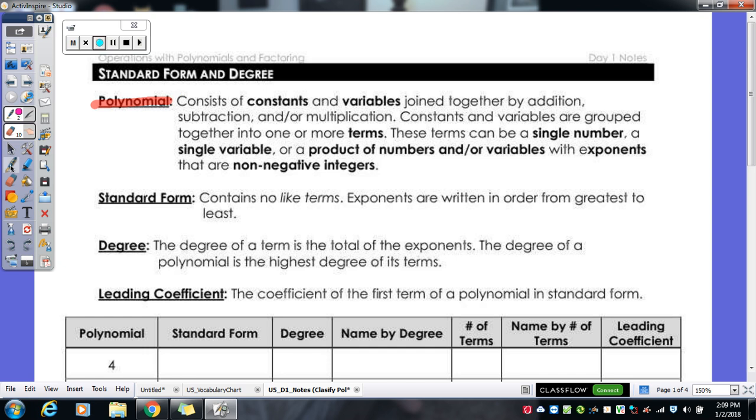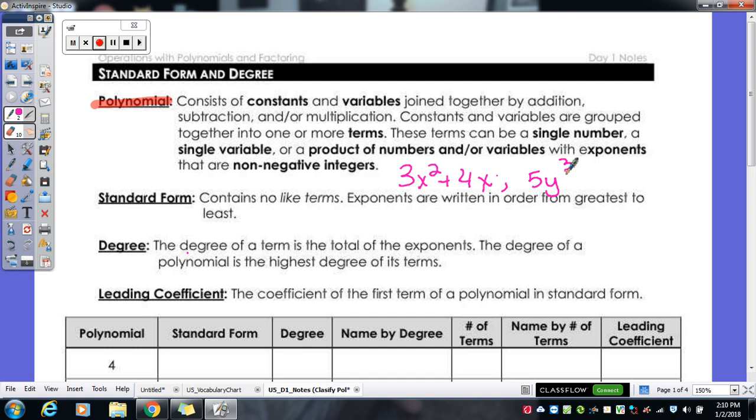Some examples would be 3x squared plus 4x. That is one example of a polynomial. You've got some numbers in there, your 3 and your 4, and you've got that exponent of 2, and you've got some variables in there. Another example would be 5y to the positive 3. That's just a one-term polynomial versus my first example, which was 2 terms.